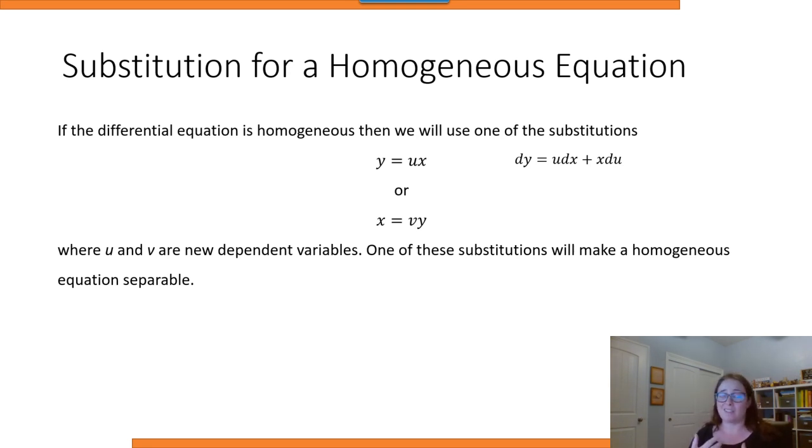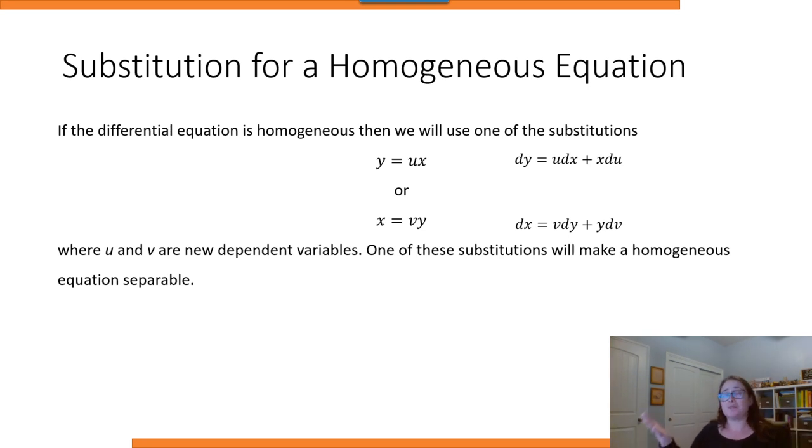The nice thing is this is the same every time. So if you just keep these together, when you're doing the substitution, you'll use both of them. For x equals v times y, doing that same product rule, I get dx equals v dy plus y dv. Okay. Now, if we're wondering, when do I know which one of these to use?